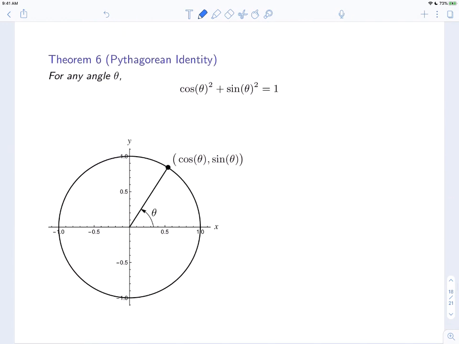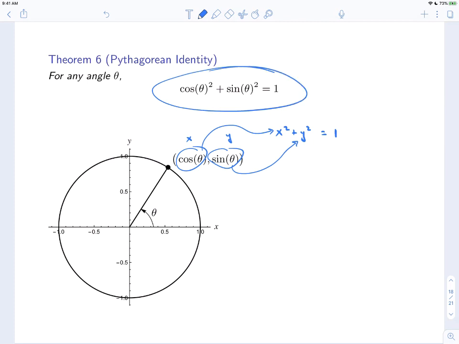This brings us to the last property we want to discuss in this video, which is the Pythagorean identity. So for any angle theta, cosine theta squared plus sine of theta squared is equal to 1. Now that's simply true because the equation of the unit circle is x squared plus y squared is equal to 1. And x is equal to cosine of theta, and y is equal to sine of theta. So if you just plug in cosine of theta for x and sine of theta for y, you have the Pythagorean identity. Cosine of theta squared plus sine of theta squared is equal to 1.